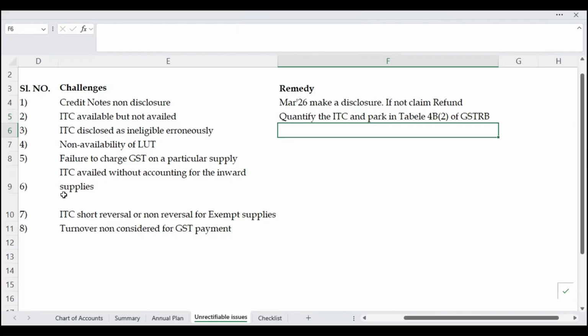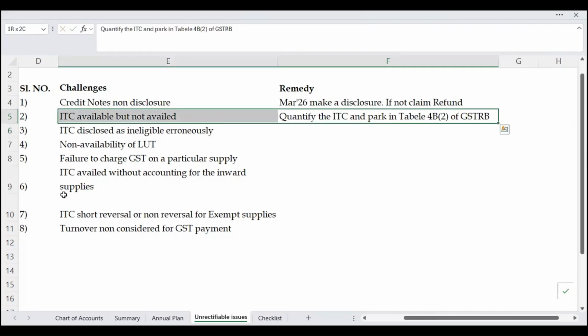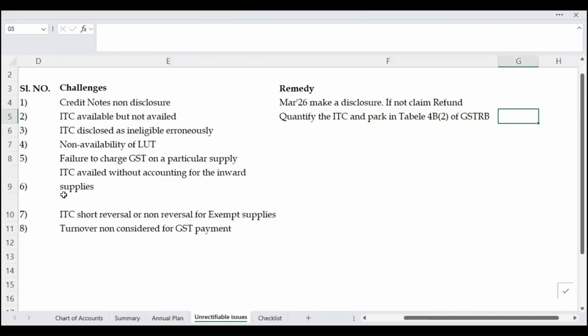Whatever input tax credit is there, I have to account and I have to avail. Account and avail in table 4B2. Whenever you are confident, bring it back in table 4A5 to avail. Mention this credit in table 4A5 and 4D1 of the subsequent tax period. This is as per Circular 170.